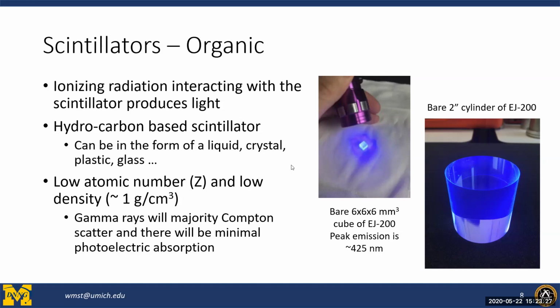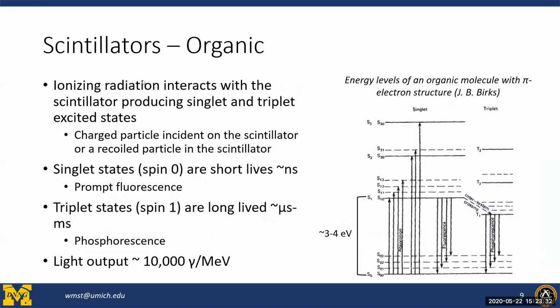So let's talk a little bit more about the actual scintillation process for organic scintillators. When an ionizing interaction occurs in the scintillator, this produces singlet and triplet states. And this can come from a charged particle incident on the scintillator. So if you have an alpha or beta particle that, let's say, is moving through a vacuum and then enters the scintillator, it begins to produce these states. Or you can have a recoiled particle, a recoiled electron from Compton scattering, or a recoiled proton or carbon atom from a neutron scattering.